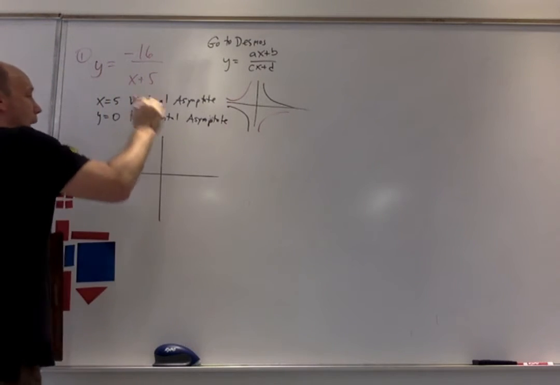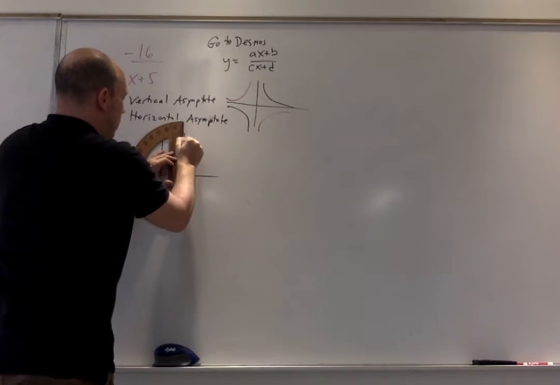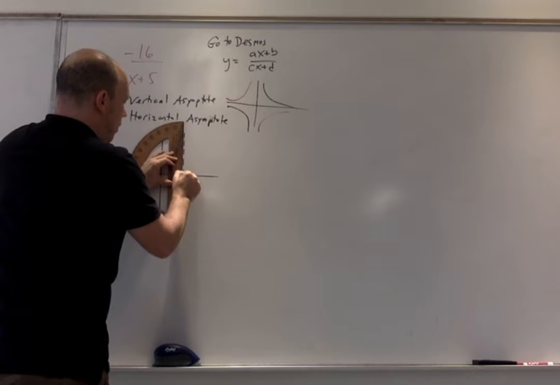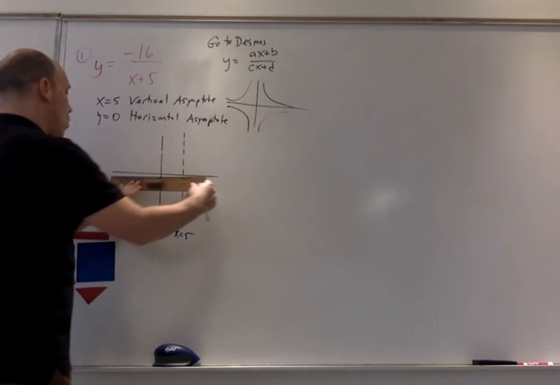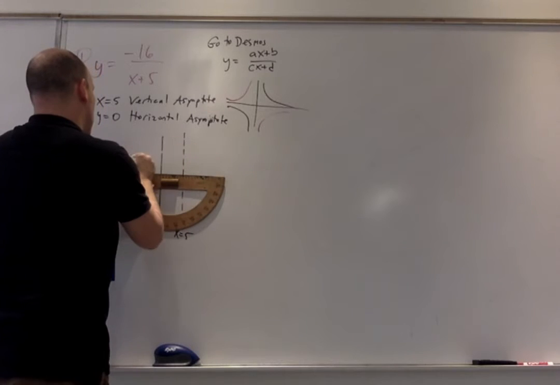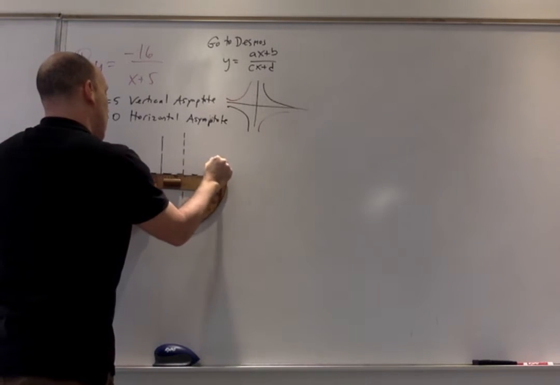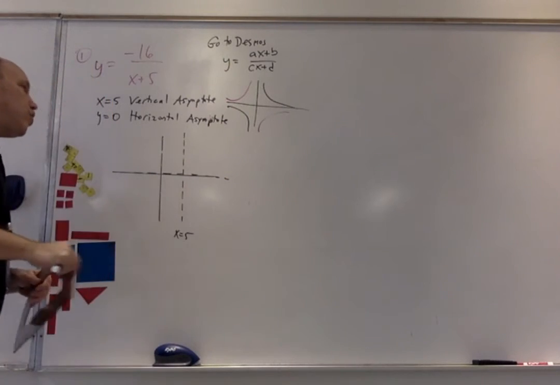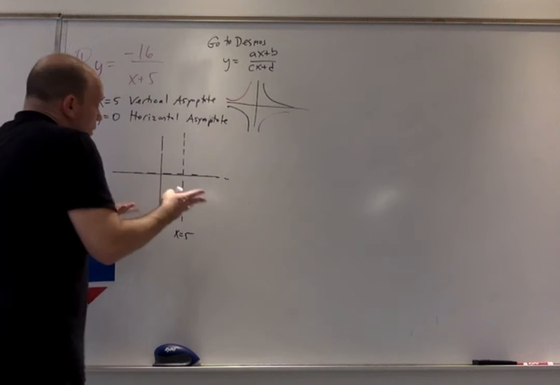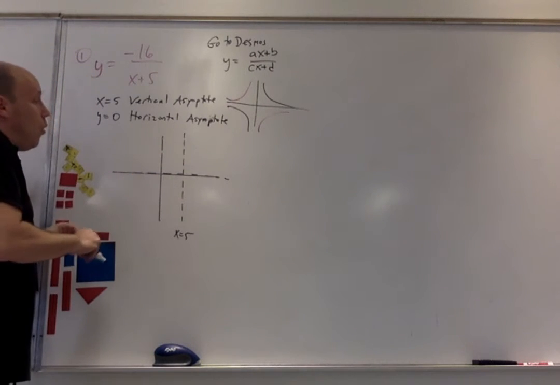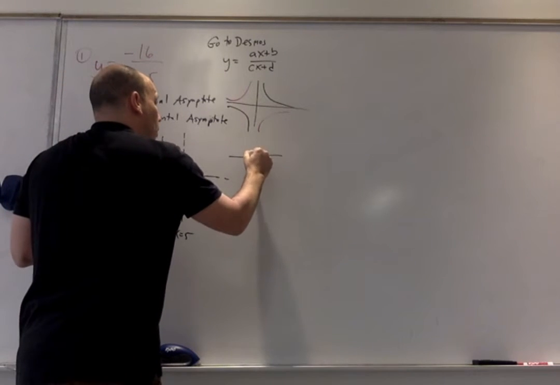You know that x equals 5. You know that y equals 0 is a horizontal asymptote. Now the question is, which one of those does it look like? And you can kind of make a test. What's going on? Plug in a value. Make a table.